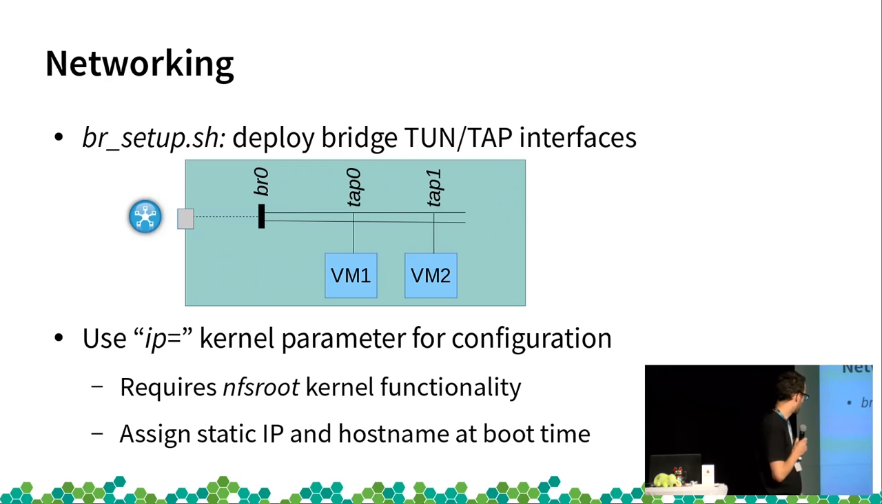On the IP or network configuration side on the VMs, there's also a handy little parameter which is normally used for booting from NFS root, which is the ip parameter. With that, I can specify a static IP or ask it to try DHCP at boot time for the kernel.